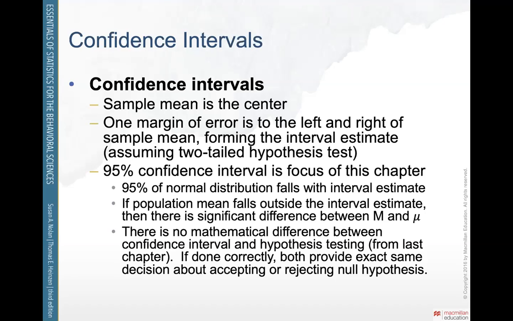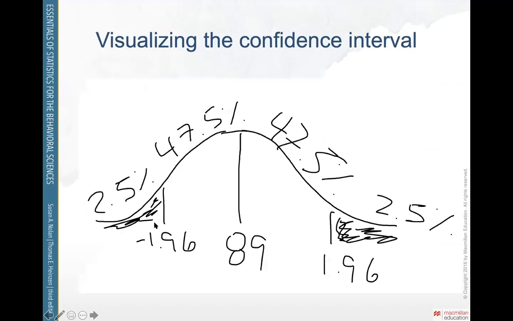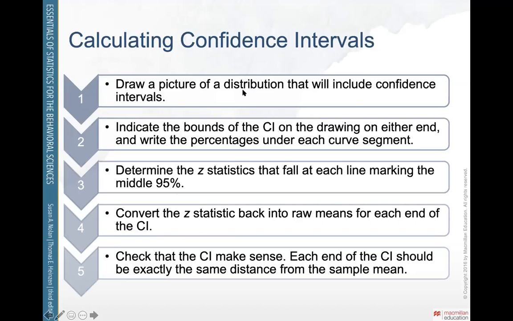And I really believe the example that we'll do will help clarify a lot of this stuff that I just said. So we'll go through the steps of confidence intervals pretty quickly right here. We're going to draw a picture. I've already shown you the picture, I'll show it to you again. The sample mean is the center. We have two tails. The center part is 95%. So we draw a picture of a distribution that includes our confidence interval. That is the left tail and the right tail. And anything in between those two tails is the confidence interval.